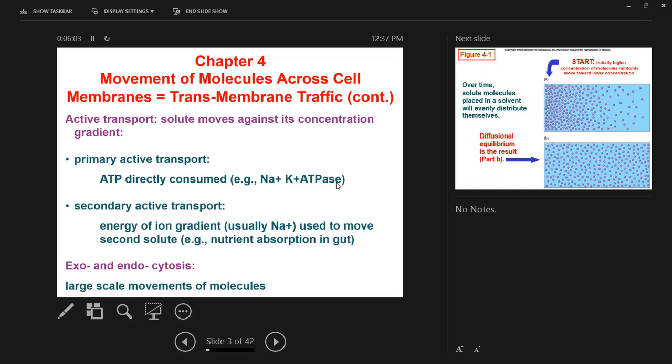Active transport. Now we're going to go through some of this. I'm going to do some stuff on the board too. But active transport, solutes move against the concentration gradient.